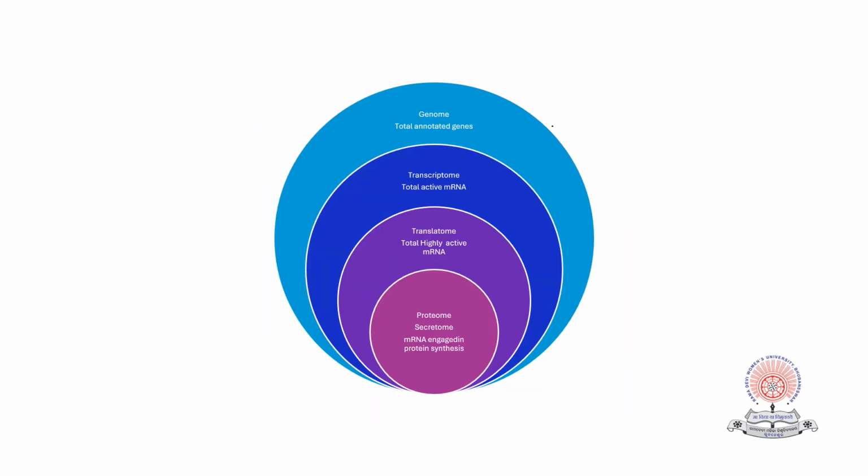Now, genome. Genome actually represents the total number of annotated genes. Annotated genes means the genes with a designated location. So that makes the genome. And transcriptome is the total amount of active mRNA in a cell. Translatome: out of the total amount of active mRNA, the highly active mRNA which are functional at a particular moment are called the translatome, and the proteome and secretome include the mRNA engaged in protein synthesis, that is the proteome. This is another way of representation of these terms.